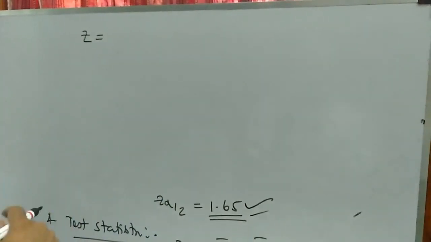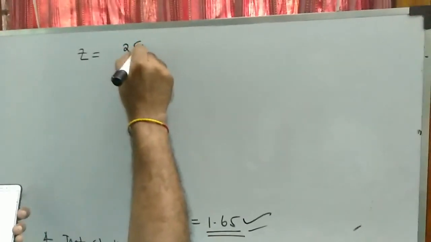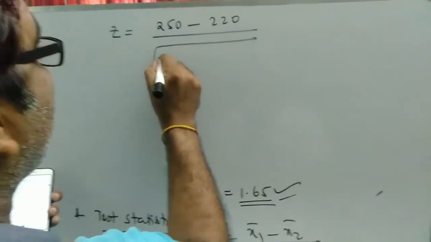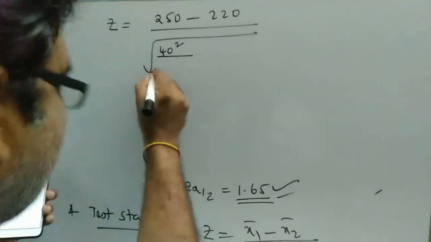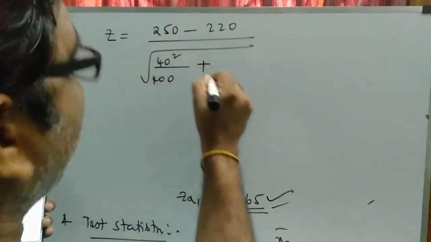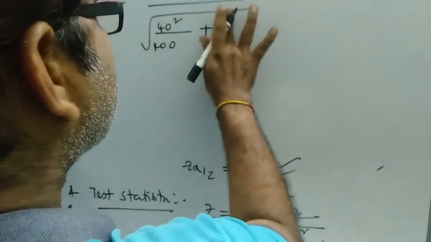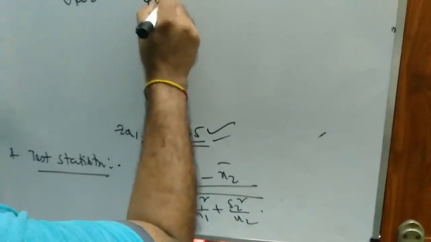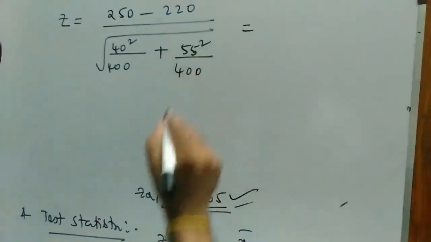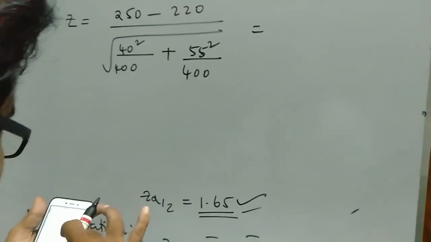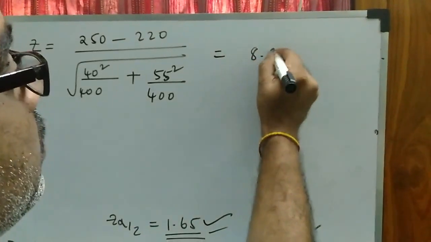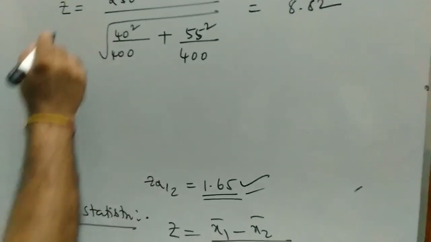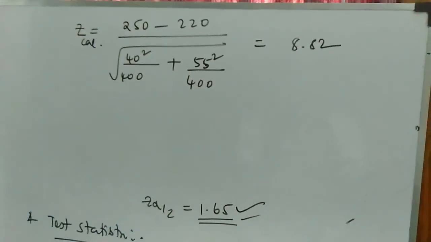So x1 bar, what is x1 bar? 250, and x2 bar 220, divided by the square root of sigma 1 square, 40 square by n1. The first sample size is 400, and the second sample standard deviation 55 square by 400, sample size the same. Calculating directly, check the value with your calculator: 8.82. This is the z calculated value. We consider it as the z calculated value.